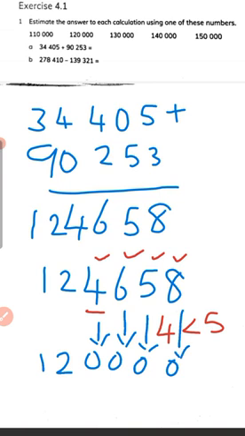So when we estimate the number, that is 124,658, it will become 120,000. Okay, 120,000 is the estimation.